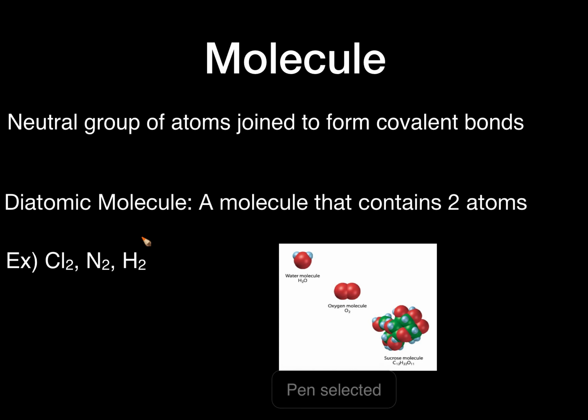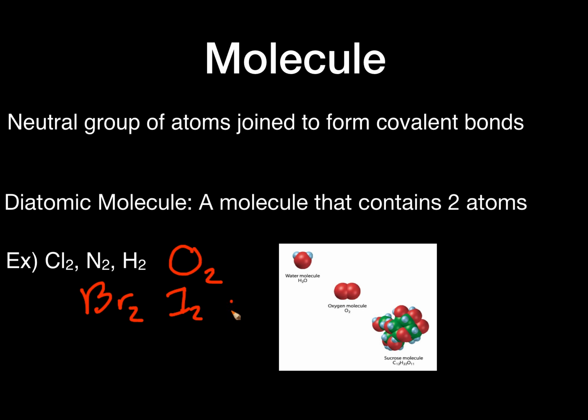So Cl2, N2, H2, O2, Br2, I2, and F2. So if you see, it's the halogens and nitrogen, hydrogen, and oxygen.